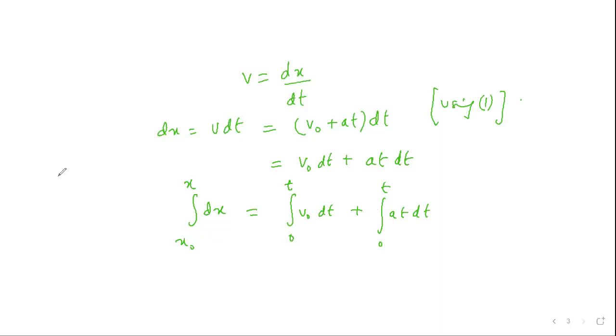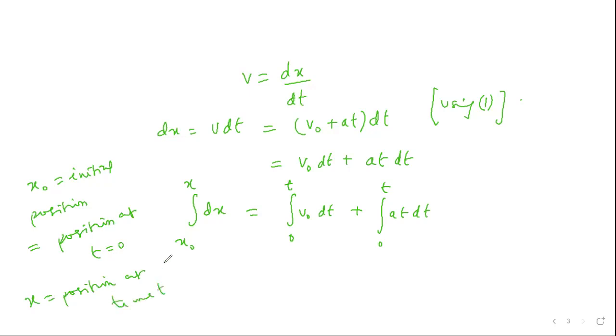That means x naught is initial position, which is position of the body at t is equal to 0, and x is position at time t. So my left hand side will simply become x minus x naught. It is elementary calculus, you know it.